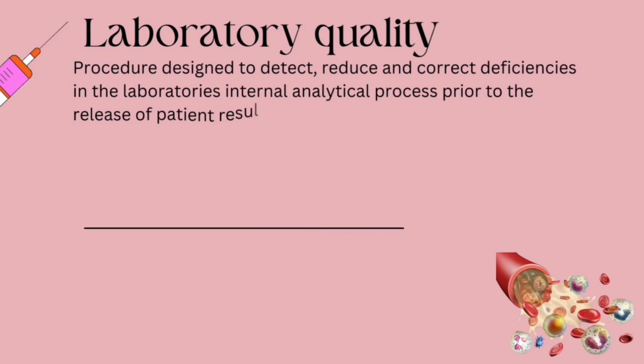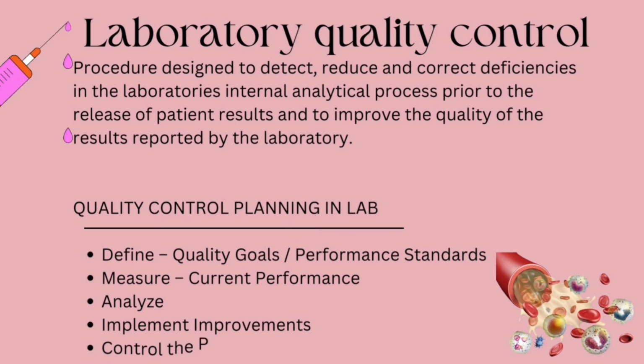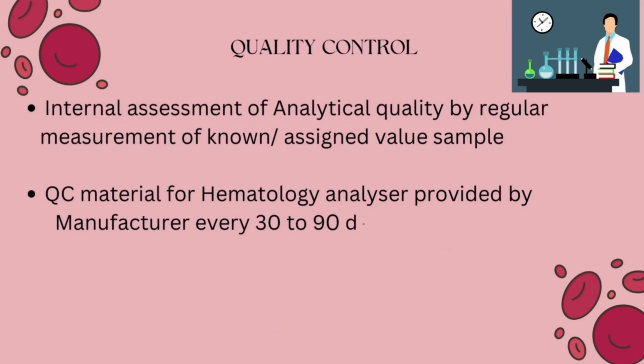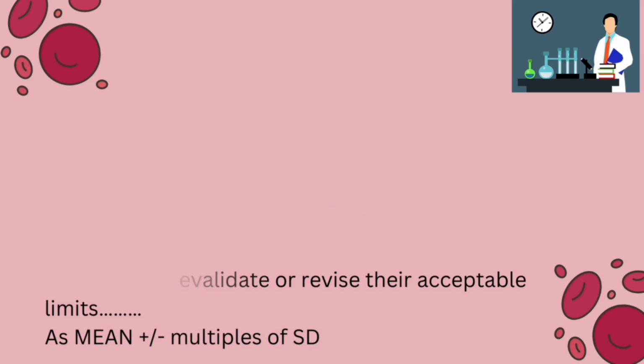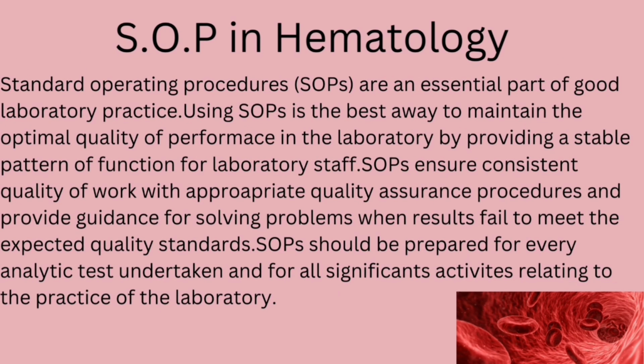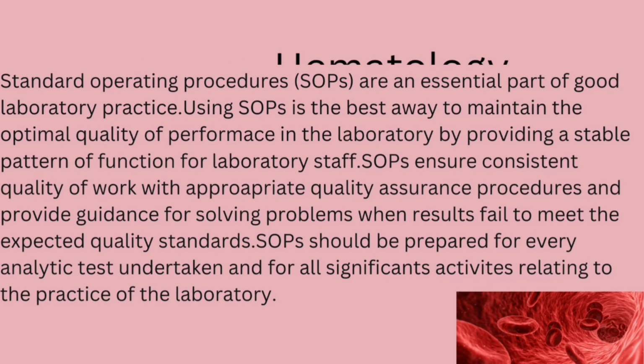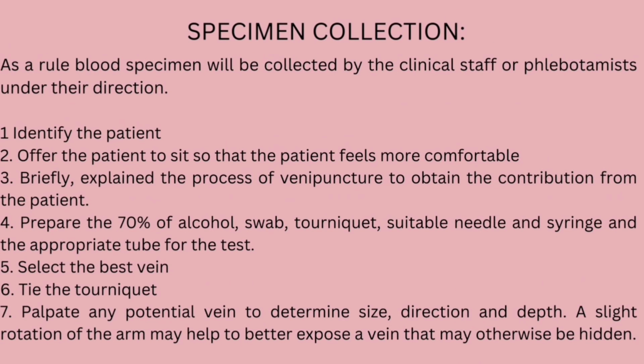For control planning in the lab, we have five: define, measure, analyze, implement improvements, and then control the performance. As you can see, these are some quality controls. SOP should be prepared for every analytic test undertaken and for all significant activities relating to the practice of the laboratory. First is specimen collection.